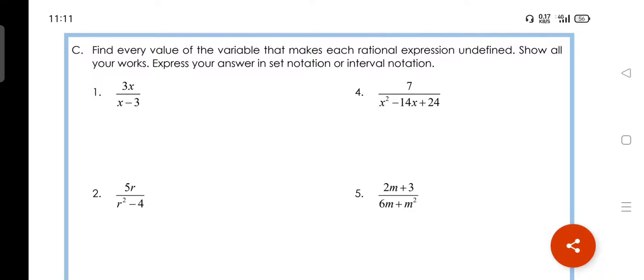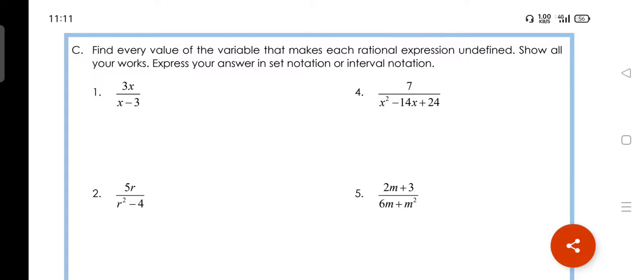Okay, so when we say undefined again, it is the value that could make our denominator equal to 0. And of course, you are going to show all your work, or you're going to provide your solution. You have to take note that in mathematics, that's the most important part, your solution. And you're going to express your answer in set notation or interval notation.